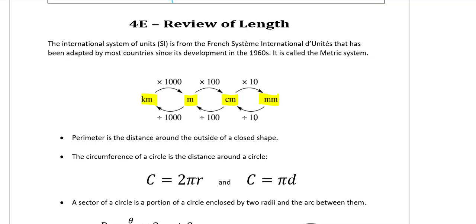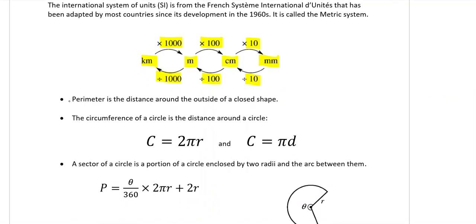And we know that as the units are going from bigger to smaller, you're multiplying by 1,000, then 10, 100, then 10. Going the other way, you are dividing. If you are trying to find the perimeter of a shape, now at the moment, maybe we're thinking of straight-sided shapes. If you want to find the perimeter around a straight-sided shape, you would want to add all of those sides together so that you find the total distance around the shape.